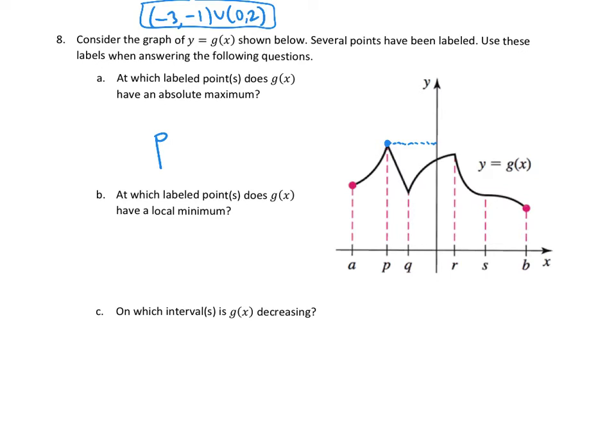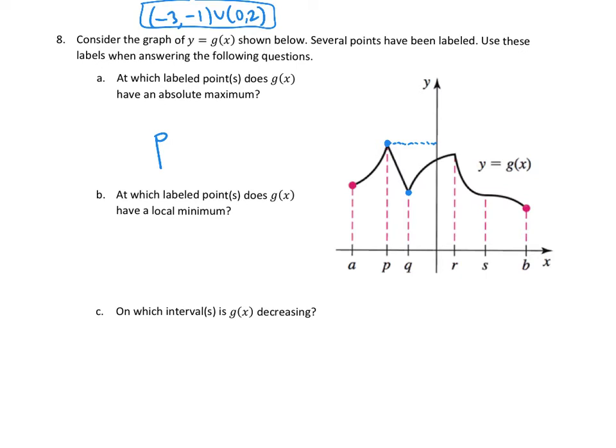For part B, at which labeled points does g of x have a local minimum? So that's a place where it reaches a low point, not necessarily the lowest point, but a low point. And that would be here at q, and that's it. B would not be an answer because, if you remember, when we think about local maximums and local minimums, we don't include endpoints in that.